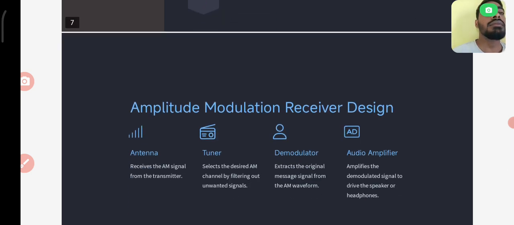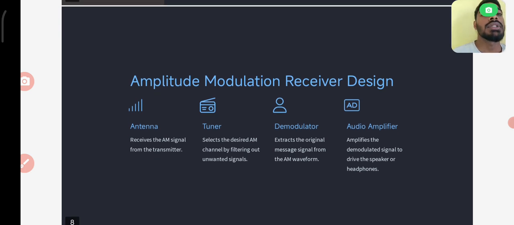Next, amplitude modulation receiver design. First, antenna: receives the amplitude modulated signal from the transmitter. Tuner: selects the desired channel by filtering out unwanted signals. Demodulation: extracts the original message signal from the amplitude modulated waveform. Audio amplifier: amplifies the demodulated signal to drive the speaker or headphones.